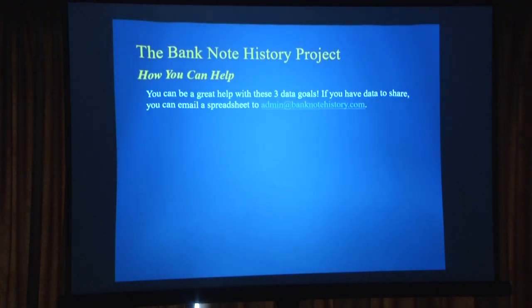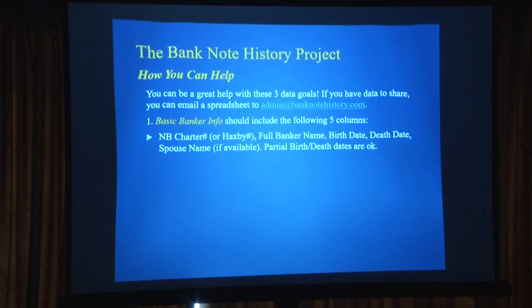All right, so now given those three data goals, if you got data to share, you could email a spreadsheet to admin@banknotehistory.com. And first of all, if it's basic banker information, include these five columns: the National Bank charter number, or the Haxby number if it's an obsolete bank, full banker name, however much you've got, the birth date, death date, spouse name if available, and if you've only got partial birth dates, just a month and a year, or even if it's just the year, that's great. Anything we can get there to help us get some more information on these bankers. So that's basically the basic banker info we're looking for.